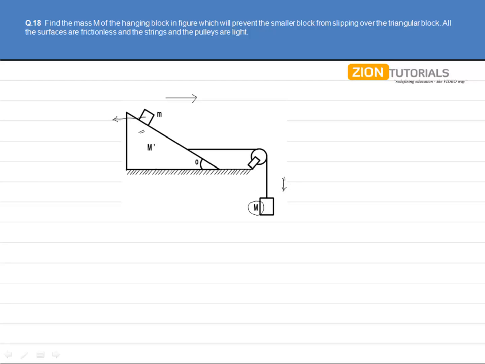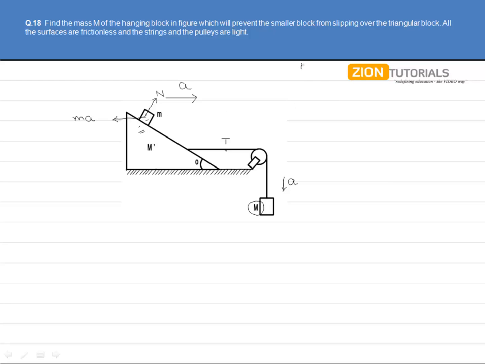So let us assume that this system is moving ahead with an acceleration of small a. So obviously this block of mass capital M will be moving down with an acceleration of small a. So this in turn will be applying a pseudo force of small m into a in the opposite direction of motion, that is in the left direction. Now let us also assume the tension T in the string, and let us also assume that the normal force N, that is the contact force N, is acting between the wedge and the block of mass small m.